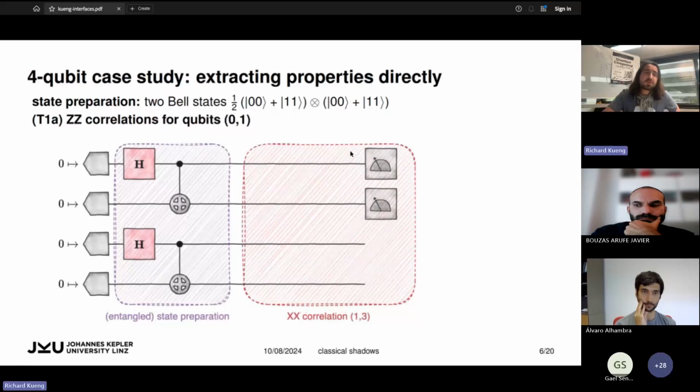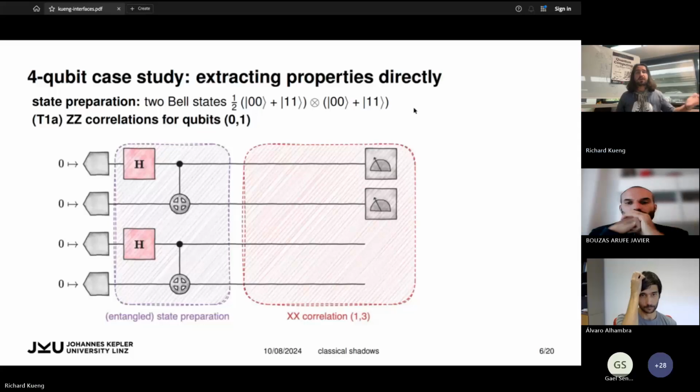Suppose you're also interested in the ZZ correlations, so the computational basis correlations between qubit 1 and 2, then what would you do? You would run a different circuit, right? You would just measure the first 2 qubits, and ZZ correlations are diagonal in the computational basis, so you can just read it out. But it's a different circuit. And then you can do this many times to get good statistics.